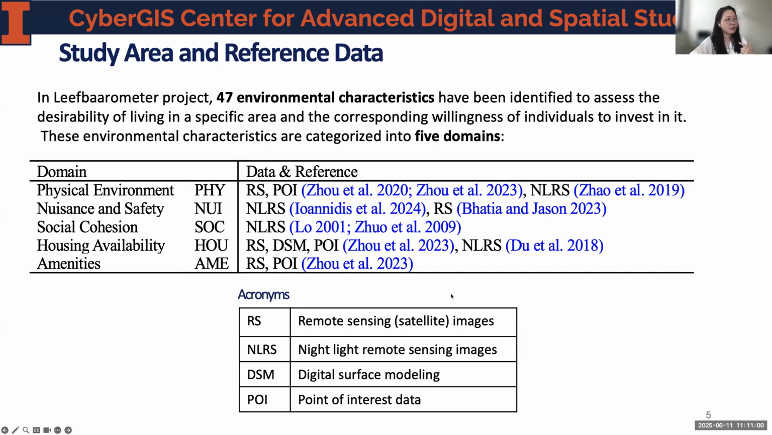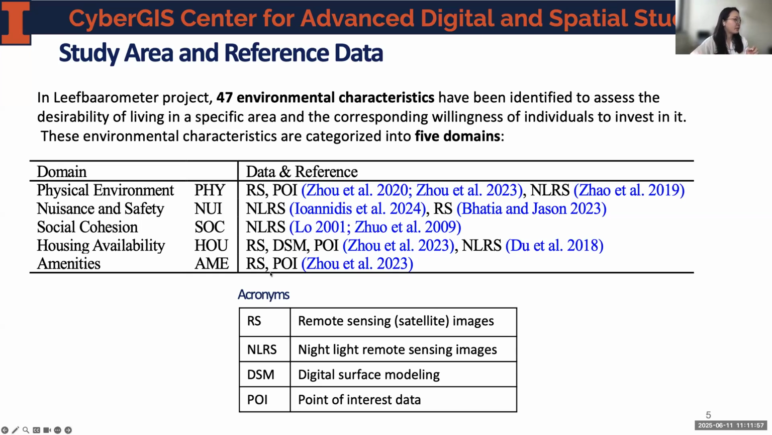According to the reference papers, we found that many researchers use different types of modalities to evaluate different livability domains, such as remote sensing imageries and point of interest data. Nightlight remote sensing imageries have been used to evaluate the physical environment domain. For the nuisance and safety domain, nightlight satellite imageries and remote sensing imageries have been used. Nightlight satellite imageries can also reflect social coherence information, and remote sensing imageries, digital surface model, point of interest data, and nightlight satellite imageries have been used to reflect the housing availability domain.